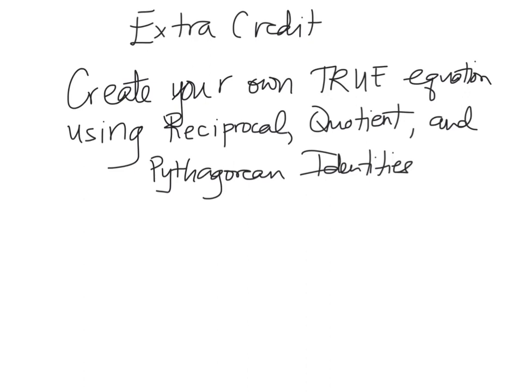If you want extra credit, you're going to create your own true equation. Notice I said true because there are times where there is no solution or it may not work out. So create your own true equation using the reciprocal, quotient, and Pythagorean identities. So they need to include all three of them. And write it down, email it to me for extra credit.